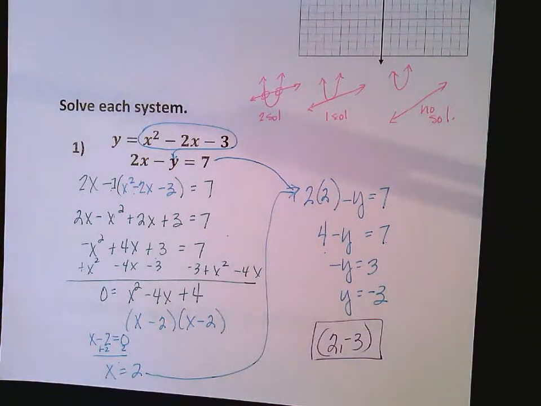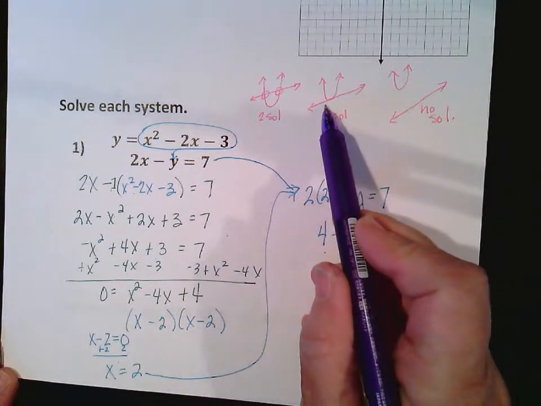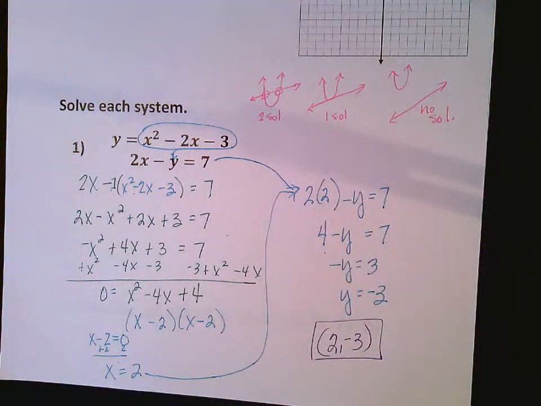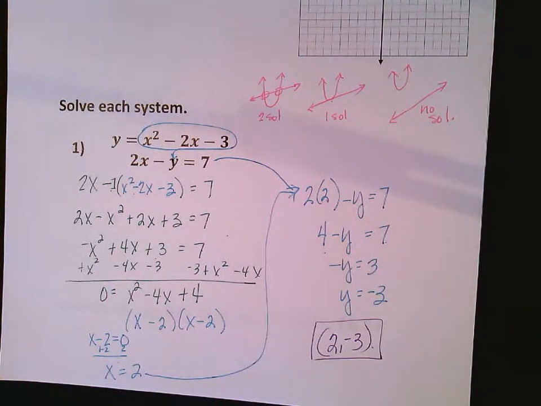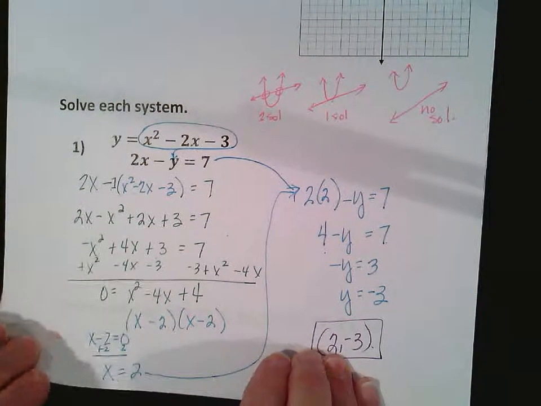And I only have one solution in this particular case, which means this is actually going to be the vertex because it's the only point that they share. And then we know that the vertex of the parabola is on the line because we only have one solution. Okay, next one.